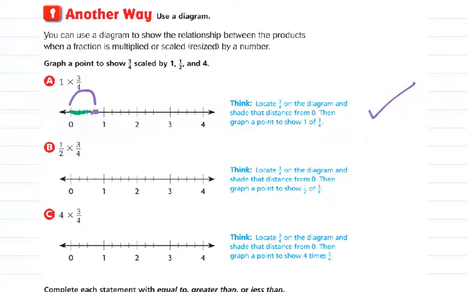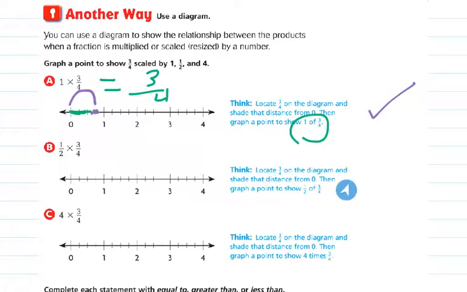Then graph a point to show 1 of 3/4. So 1 of 3/4 is 3/4, and that makes sense because the identity property of multiplication says 1 times any number is that same number. Now the next problem we have is 1/2 times 3/4.